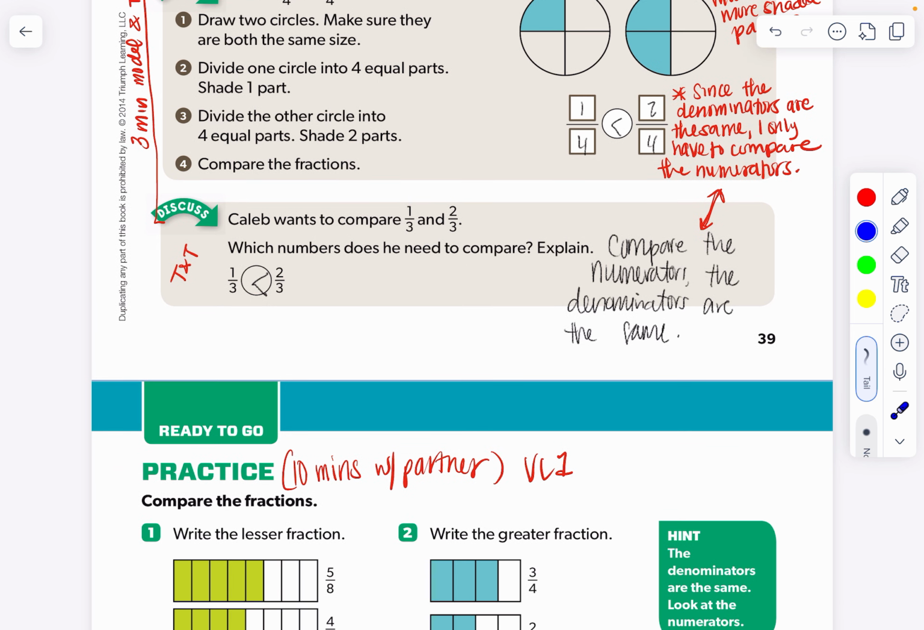Then launching students into a turn and talk. Caleb wants to compare 1/3 and 2/3. Which numbers does he need to compare? Explain. So students will say that he needs to compare the numerators, which are 1 and 2, because the denominators are the same.